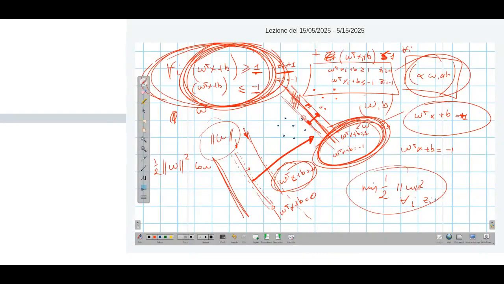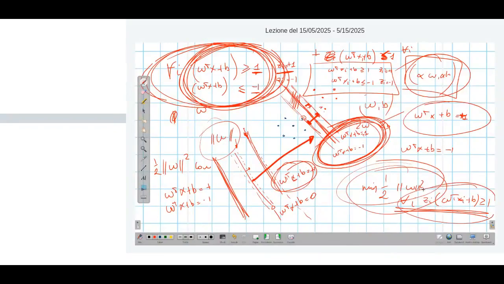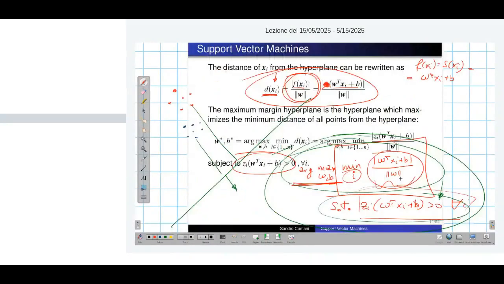So I can require that the margin is large by asking for a small norm of W, subject to the fact that all the points must be outside of the margin. The margin is defined by the region W transpose xi plus b equal to 1 on one side and W transpose xi plus b equal to minus 1 on the other side. All points must be outside of the margin region, and we know that this region is larger if the norm of W is smaller. So asking for a small norm of W will give me a solution that has a large margin, subject to all the points being outside of the margin region. Now, this is one possible way of deriving it.